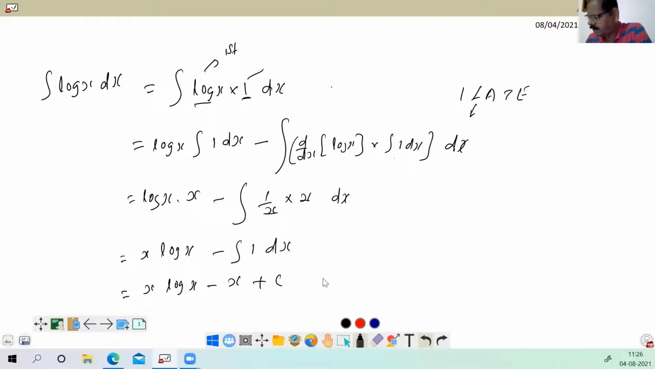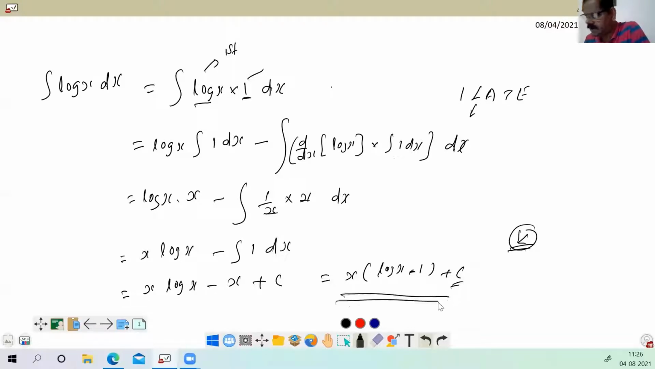So we can take one x outside from these two terms, x is common, so x into log x minus 1 plus c. In certain books they use the constant as k, so we can use either c or k, no problem. So this is the integral of log x, x into log x minus 1 plus c. So next one, we can see the next problem.